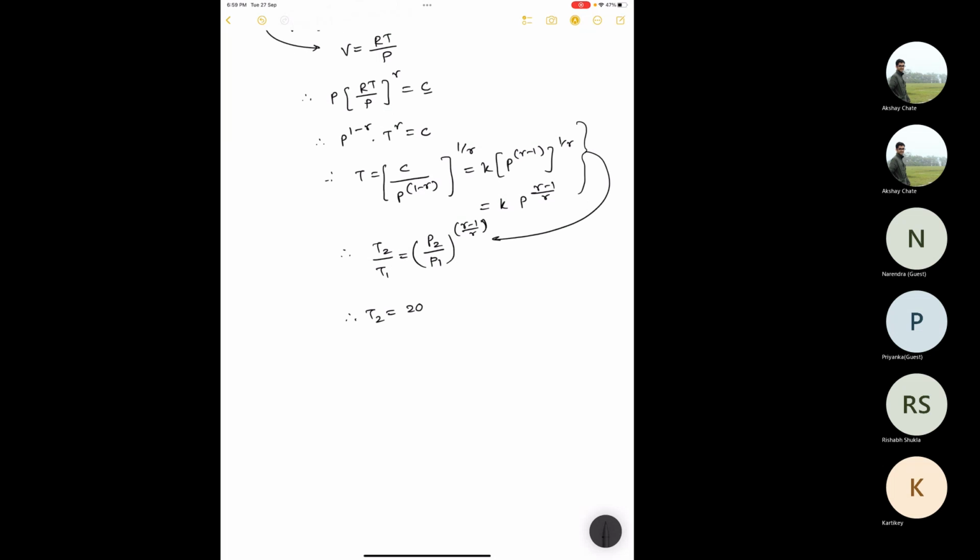It depends in which unit you want the answer. If you want T2 in degrees Celsius, keep T1 also in degrees Celsius. P2 is 500, which is P3. P1 is 100. So for air, the exponent will be 0.4 by 1.4. If you do this calculation, this 0.4 by 1.4 is basically 2 by 7, right? One second, 2 divided by 7. This is 0.286. So 5 raised to 0.286.